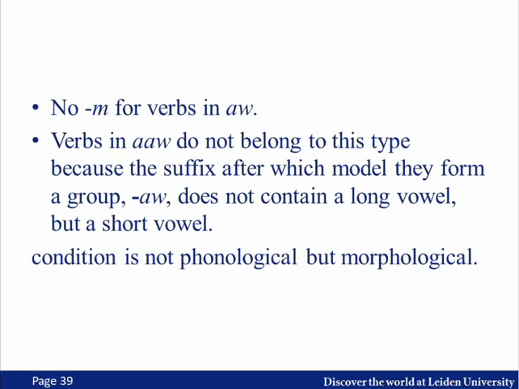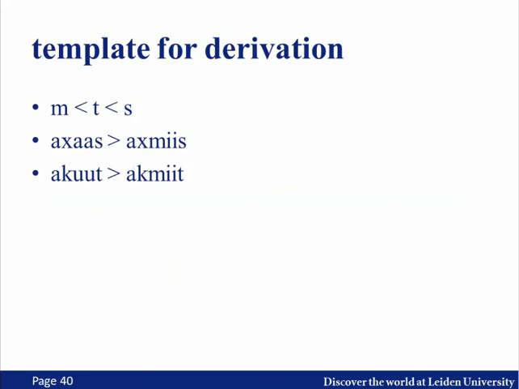So again, as an extension of this idea, we have seen that the verbs that end in au don't allow the derivation in m, and my motivation there was that they look as if they have this inchoative in w. But the verbs that end in au with a long a don't belong to this group, because the inchoative will never have a long vowel. So again, the condition is not phonological, but really morphological. It really should be looking as if it could be one of those endings.